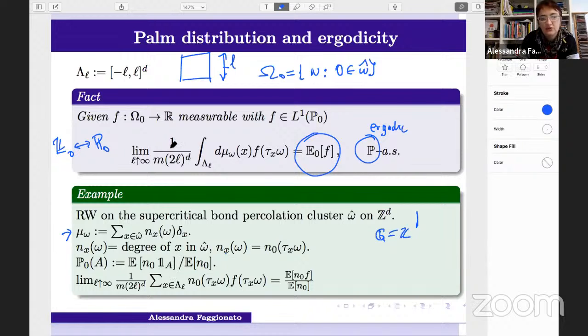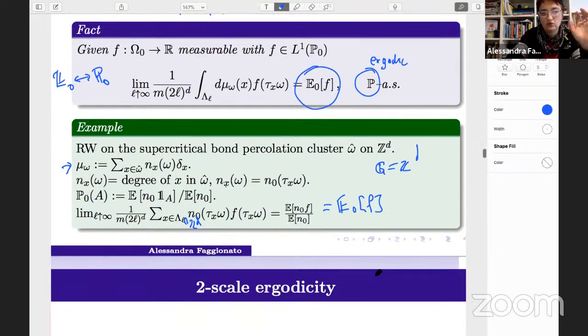So in the end, you can rewrite the left-hand side in this formula exactly like this: 1 over m times the volume of the box, and then the sum over x in the box intersected with Z^d of N0 in tau_x of omega times f in tau_x of omega. And by the Birkhoff ergodic theorem, we get this limit, which is exactly the expectation of f with respect to the Palm distribution. So at least with the discrete structure, this formula is not new.